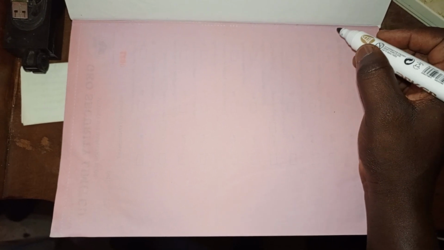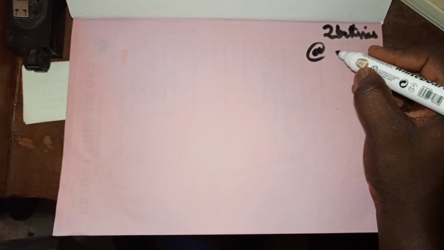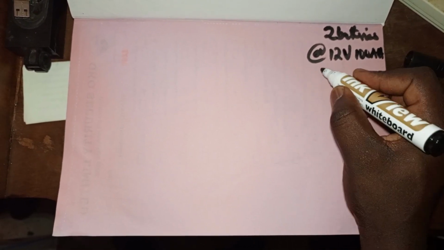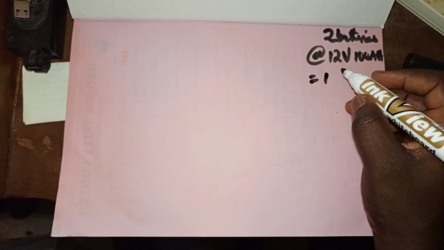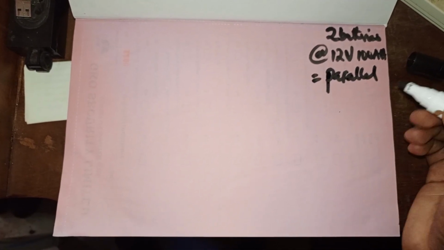My name is Dennis. Today I'm going to take you through a calculation of how many solar panels you require at your home or in your solar electricity connections. Suppose you have two batteries, each at 12 volts, 100 amps hour. So that means, suppose you connect them in parallel, so that we get more current.